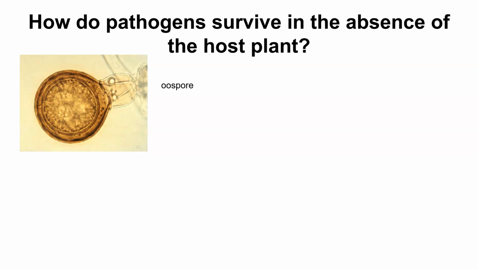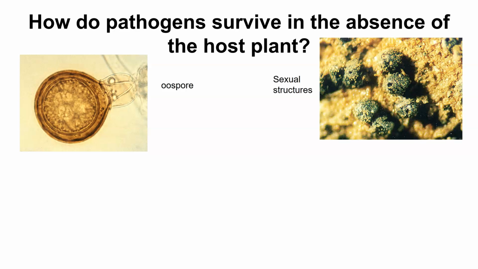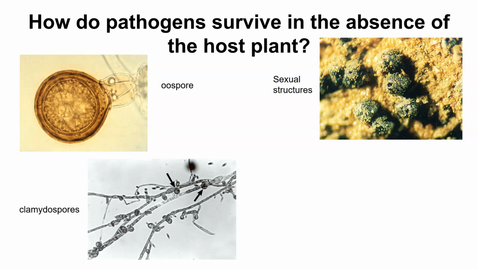So here we've got a picture of an oospore. We've got sexual structures, which can be cleistothecia, perithecia, apothecia. They will remain viable during the time when things are not favorable for the pathogen. Sometimes we call this overwintering, going from one year to the next. We have what we call chlamydospores. These are thick-walled spores, in this particular case asexual spores. These will remain in the environment waiting for proper conditions before they start to grow again.